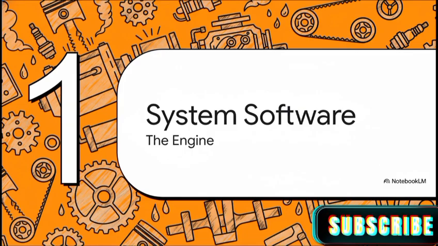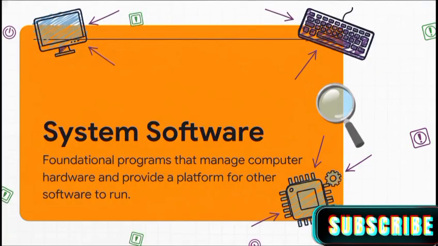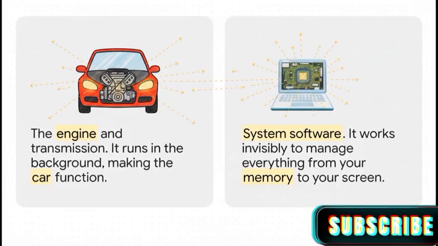We have to talk about the engine. System software, it's the absolute foundation of everything. Think of it like the master controller, the big boss. It's what tells your screen, hey, you're a screen. Or your keyboard, okay, it's time to type. It tells the processor how to process. Without it, nothing happens. And this is where our car analogy really clicks.